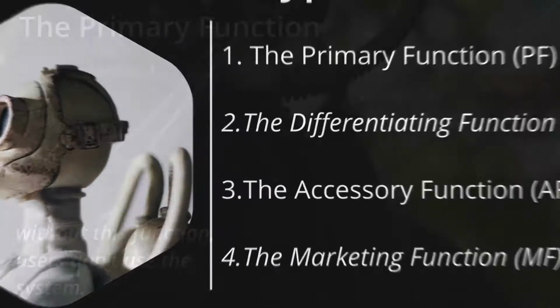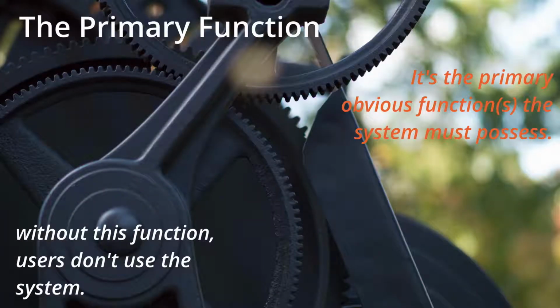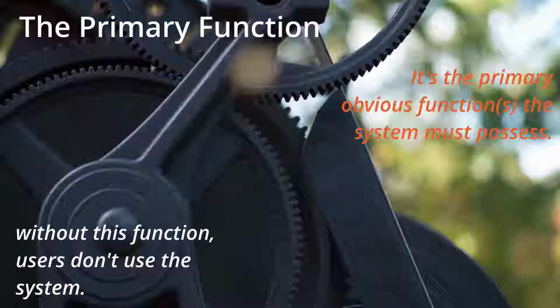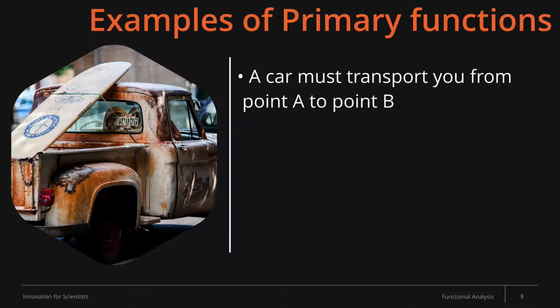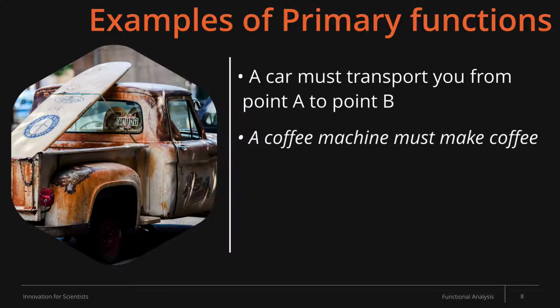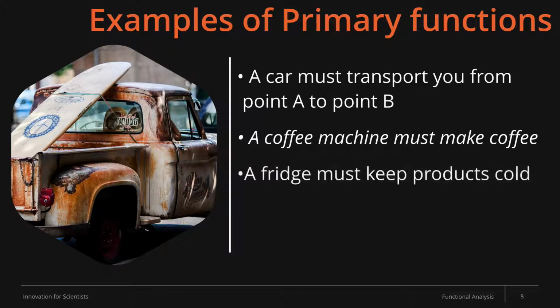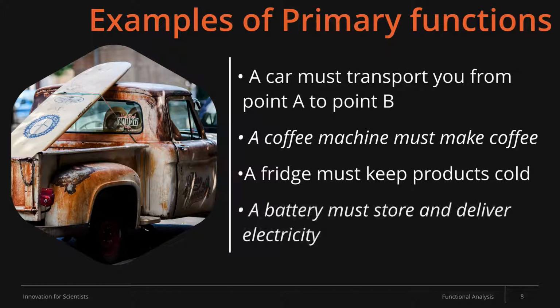The primary function is the obvious function that the system must possess at least. Without this function, users will not use the system. Here are some examples of primary function. A car must transport you from point A to point B. If it doesn't transport you, you don't buy a car. A coffee machine must make coffee. A fridge must keep product cold. A battery must store and deliver electricity.